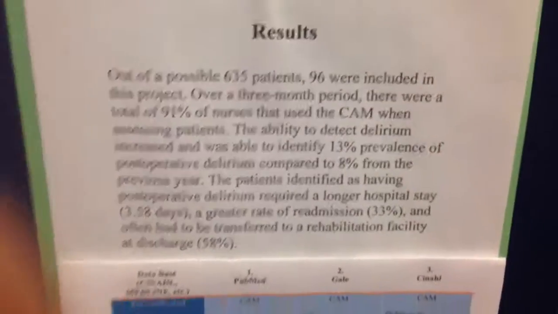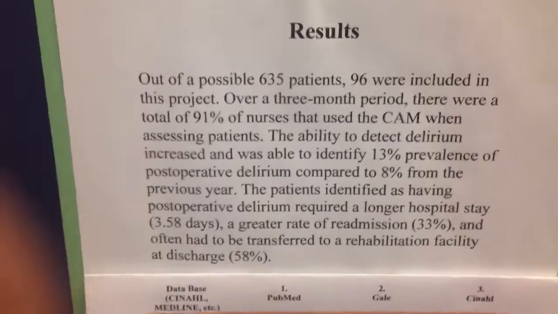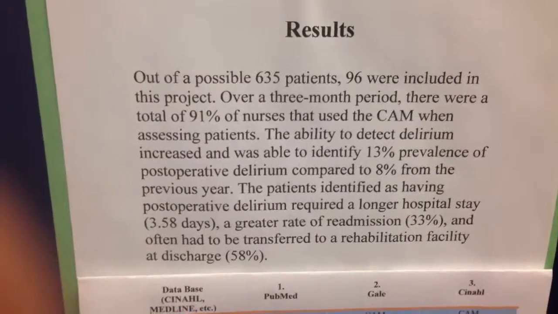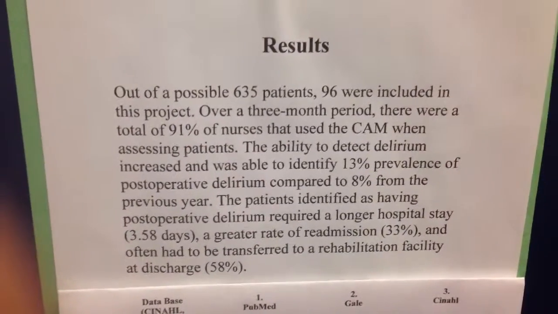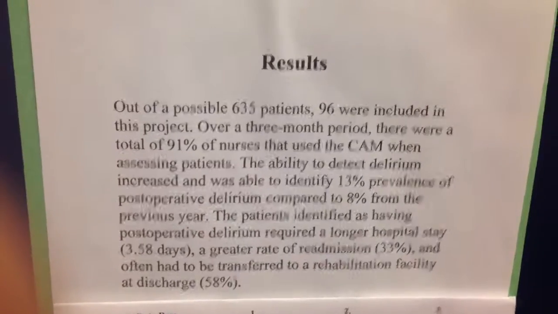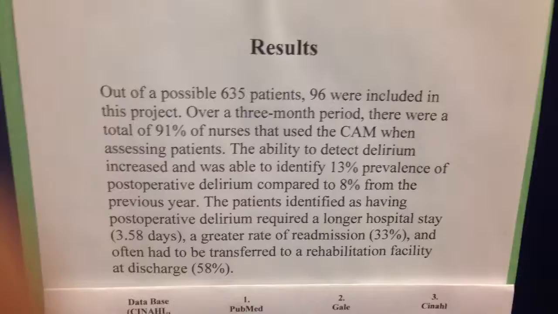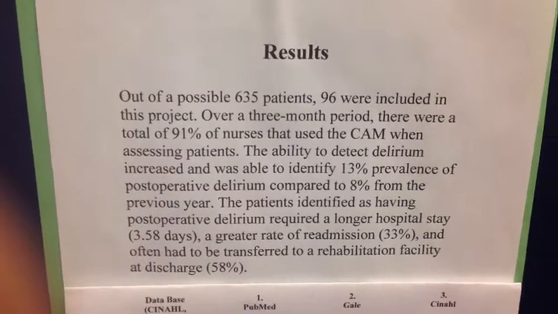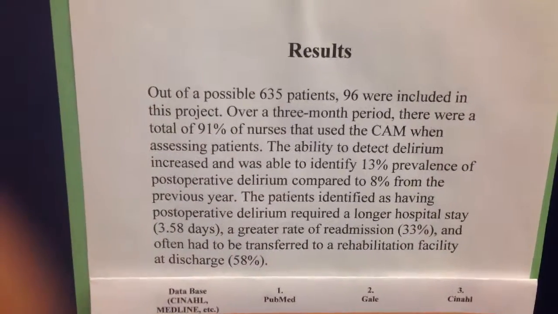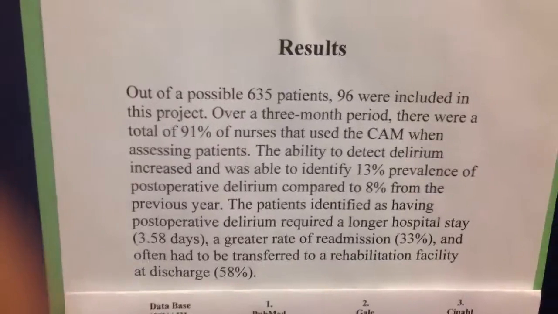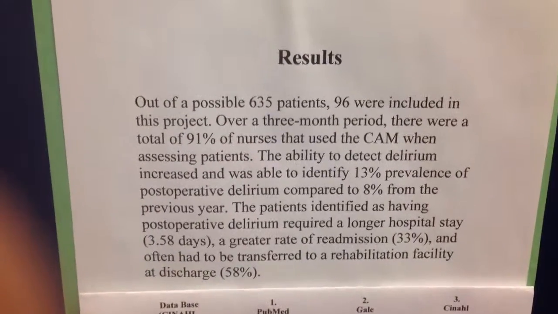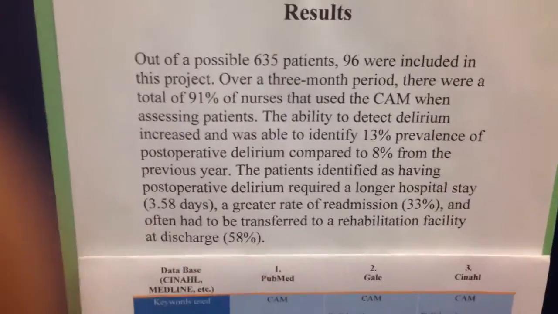These were the results for my main article that I used. Out of a possible 635 patients, there were 96 that were included in this project. The reason that there were only 96 included was because the article only chose people over the age of 65 that had to come in for an elective surgery.